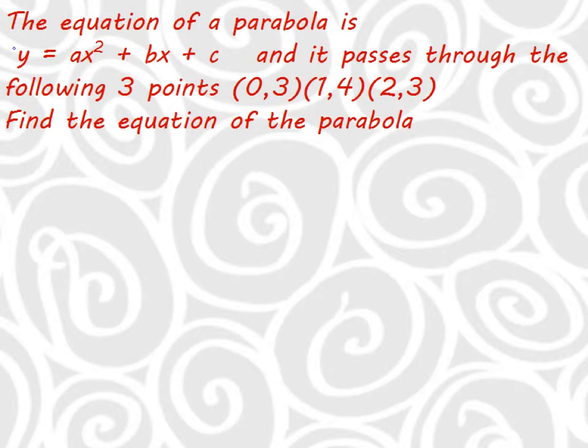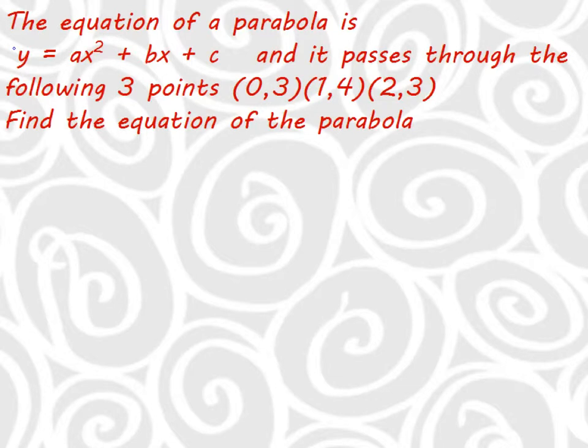Okay, here's an example where you would use a system of three variables where this might happen. It says here that the equation of a parabola is y equals ax squared plus bx plus c. Okay, we know that. But we also know that this parabola passes through these 3 points. We're supposed to find the actual equation of that parabola. Okay, so we can do that.